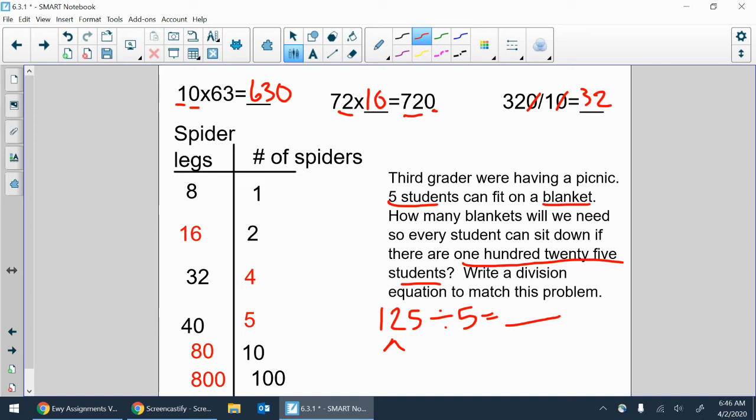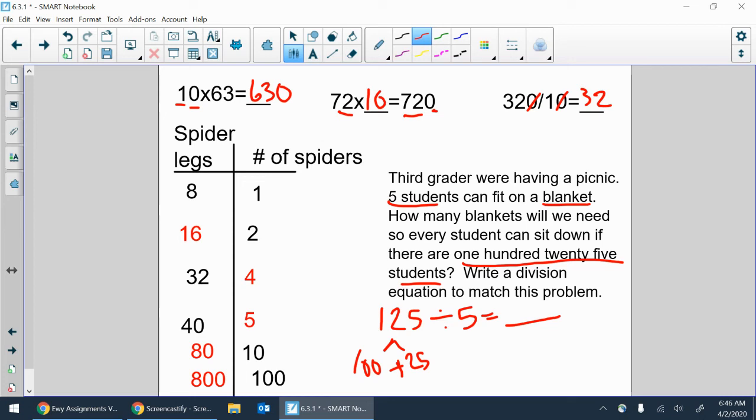because with 100, I know 5 goes into it because it ends in a 0. So I have 100. And then I know 25, 5 times 5 is 25. So I know these two numbers can be divided evenly by 5. So how many 5s does it take to get to 125? If you wanted, you could count by 5s until you get to 125.